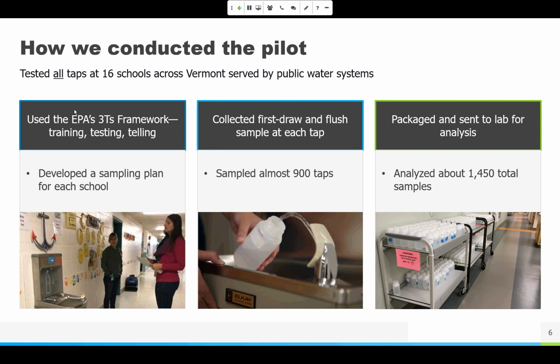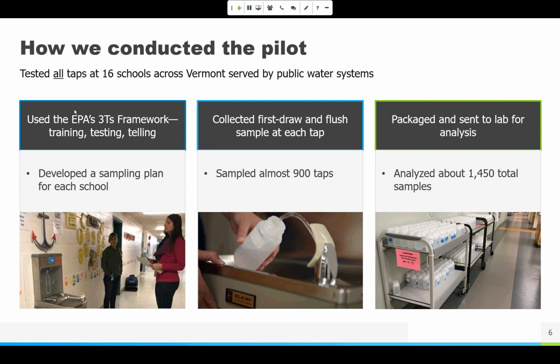And Amelia will talk more about those things. We also provided the schools with training on sample collection, and the test kits, the sample analysis, and the transportation of the samples to the laboratory were all included as part of this. And then with the help of the Department of Environmental Conservation, we were able to give schools some really good technical assistance about interpreting their results and what remediation strategies they should use.